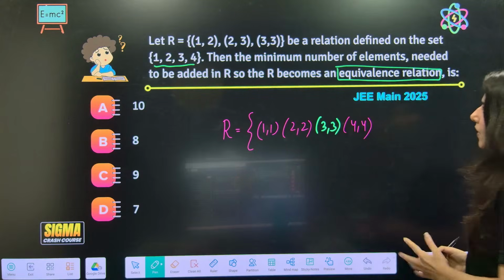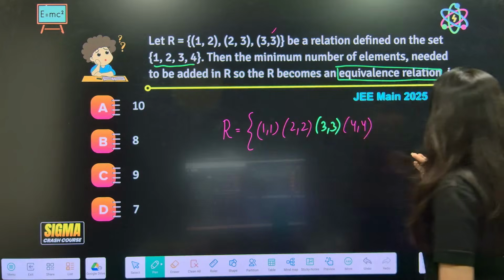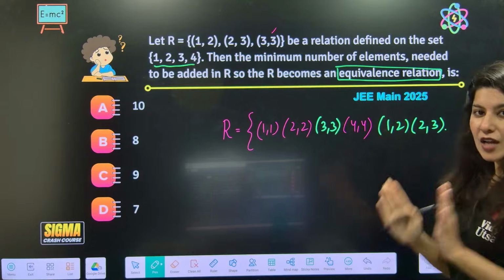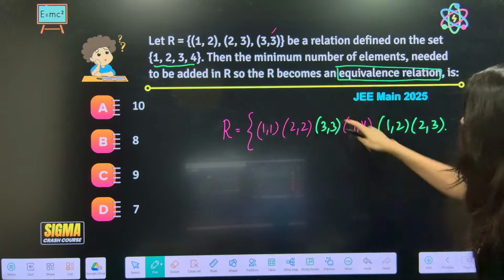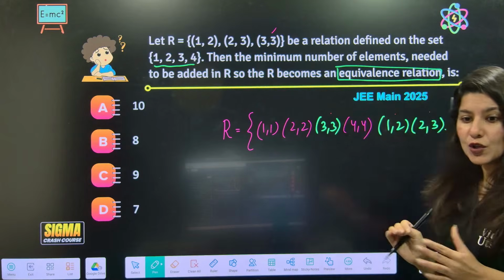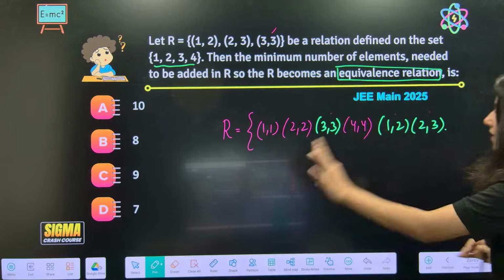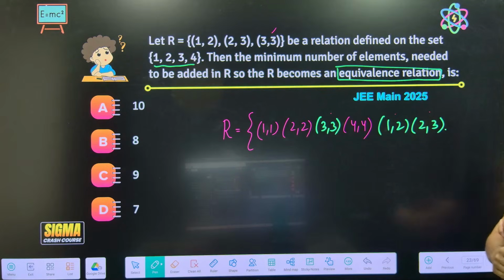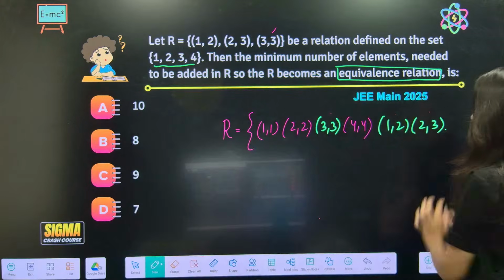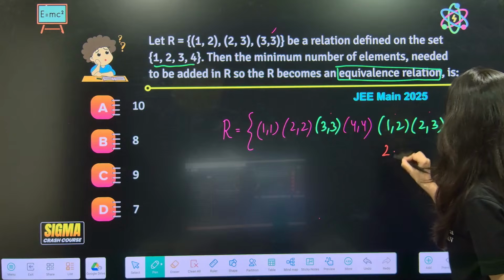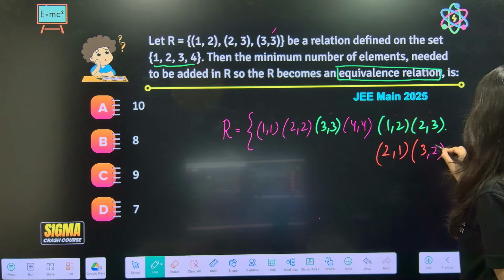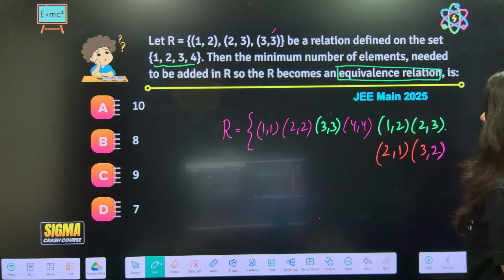Now can you see (3,3) written? Now (1,2) and (2,3) are there, so (1,2), (2,3) are already there. Understand: I have written all the ordered pairs which were already there, and I have added (1,1), (2,2) and (4,4) to make it reflexive. So till now I have made it reflexive. Now to make it symmetric, all I have to add is (2,1) and (3,2). Now can you see this has become symmetric.